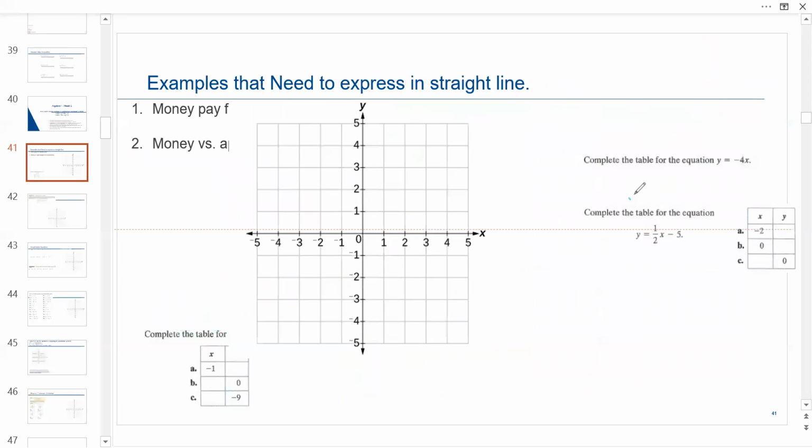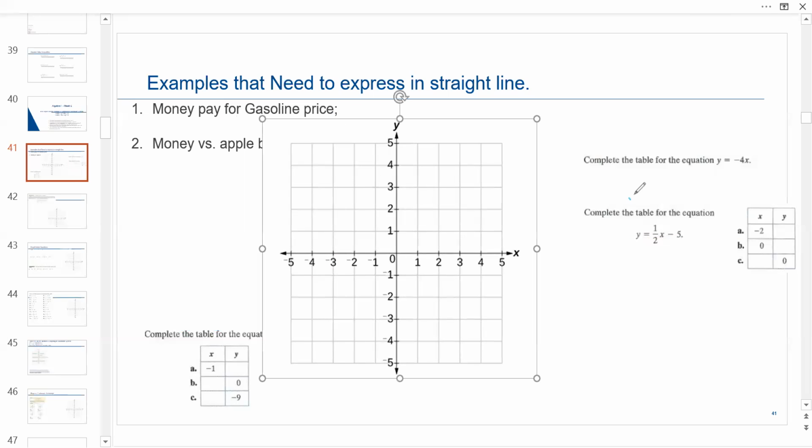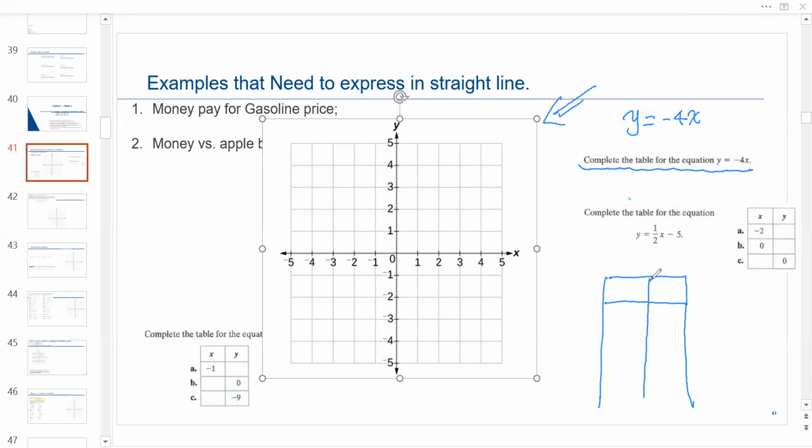Let's see more examples. Suppose there's something where y and x have this kind of relationship. Can you graph this line? Take your notebook and write it down, using a table. So we can build up this kind of table, all right? x, this is y, right? So they have this kind of relationship.